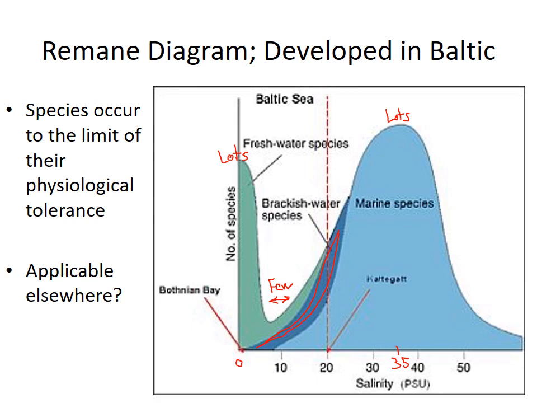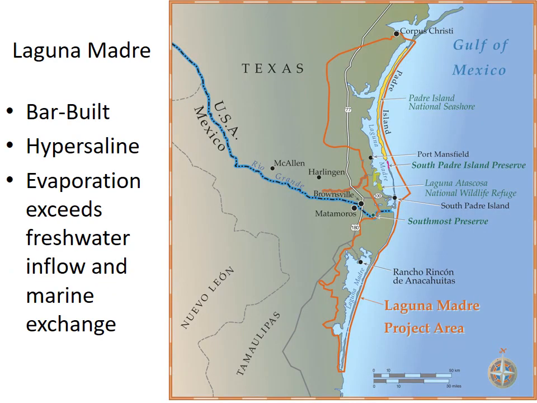Something you should also notice is that, at least in this drawing of the diagram, it actually goes beyond full strength salt water, and you can see that if your waters get saltier than the typical salinity of the ocean, then you start to see a decrease in the number of species that can survive in those salty waters. And the next estuary we'll talk about actually experiences conditions that are sometimes saltier than typical ocean water. So that estuary is the Laguna Madre, which means Mother's Lagoon.